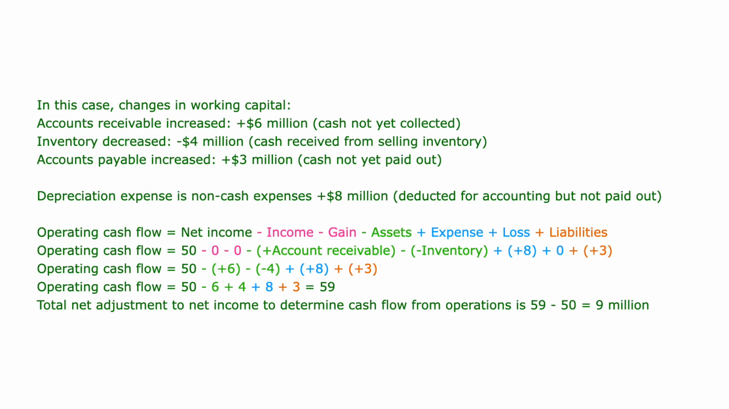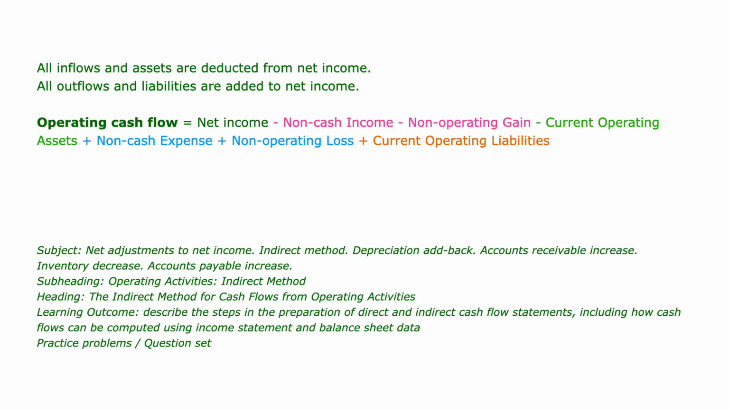Operating cash flow is calculated by adjusting net income for changes in working capital and non-cash expenses. The total net adjustment in this case is $9 million. Operating cash flow is calculated by adjusting net income for non-cash items and changes in current operating assets and liabilities.